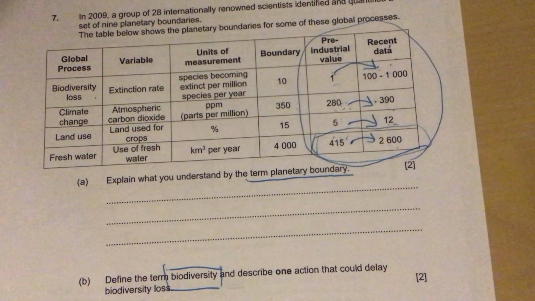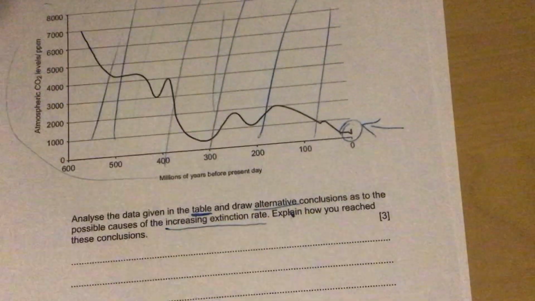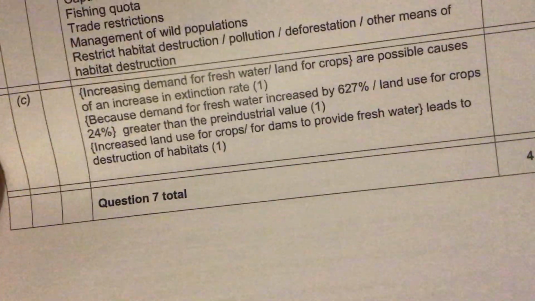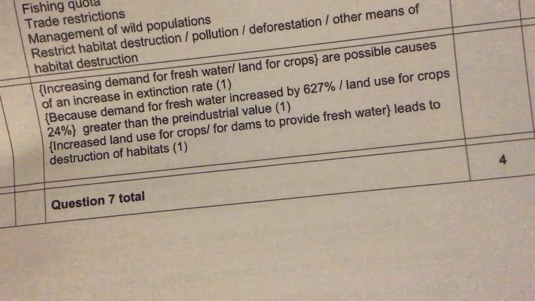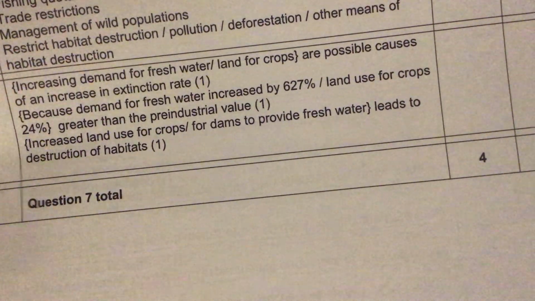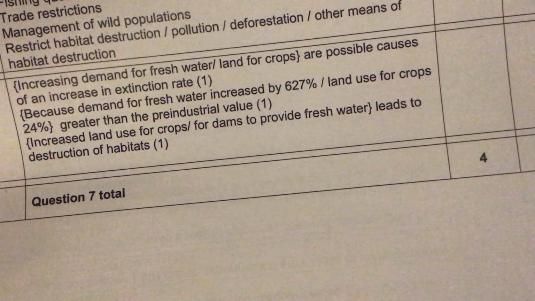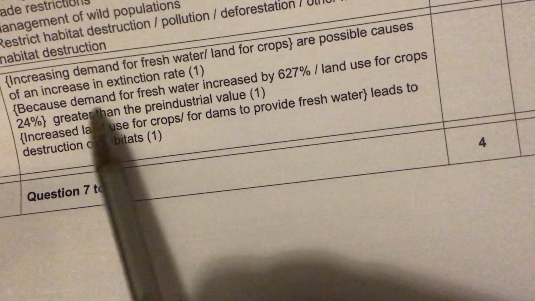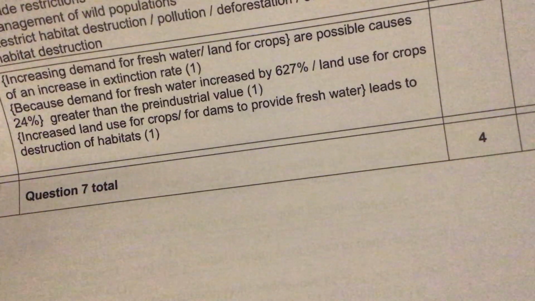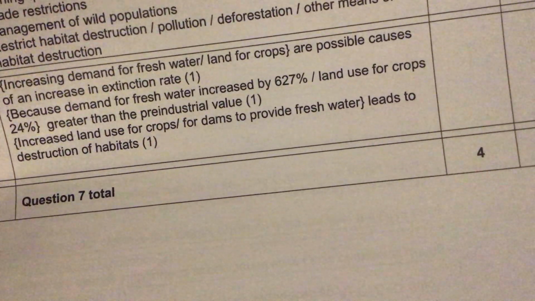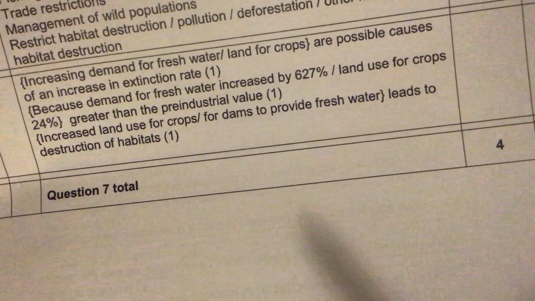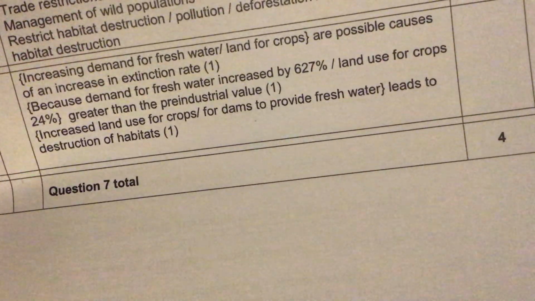Okay, let's look at the mark scheme. I just wanted you to clearly see that if it says look at the table, then look at the table, and it's the look at the monkey question. So here we go. The increasing demand for fresh water, land for crops, as a possible cause of an increase in extinction rate. So why? Because you have got a huge, significant increase. For me, you wouldn't have needed to quote the numbers in particular, but obviously it's an extra mark you can get, and with a harsh examiner you might actually have to.